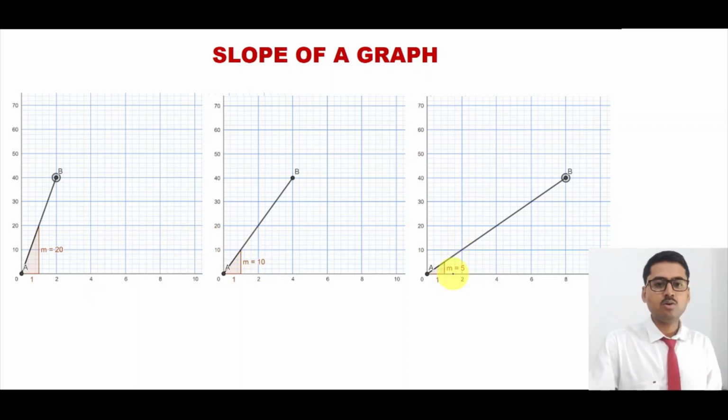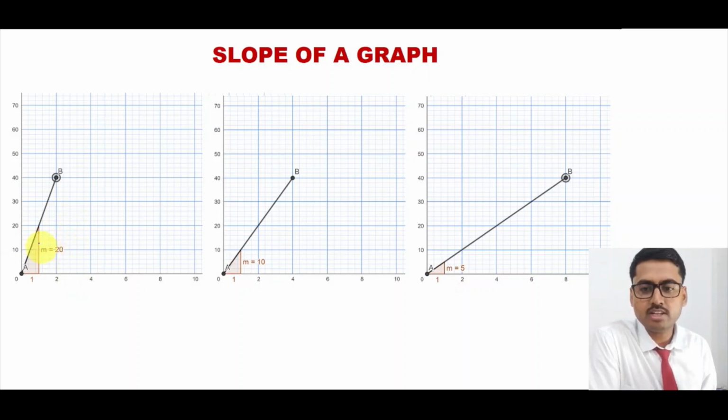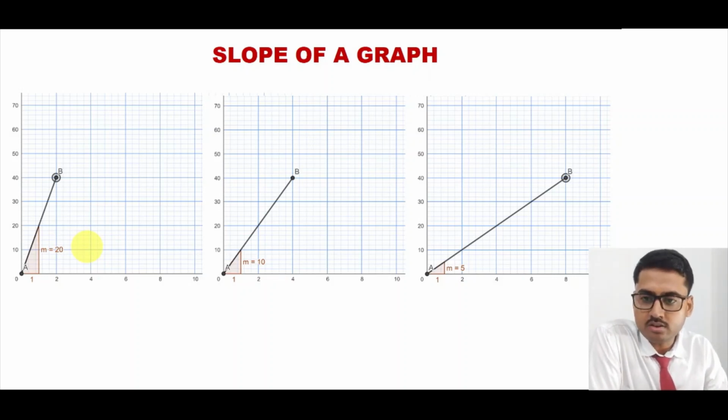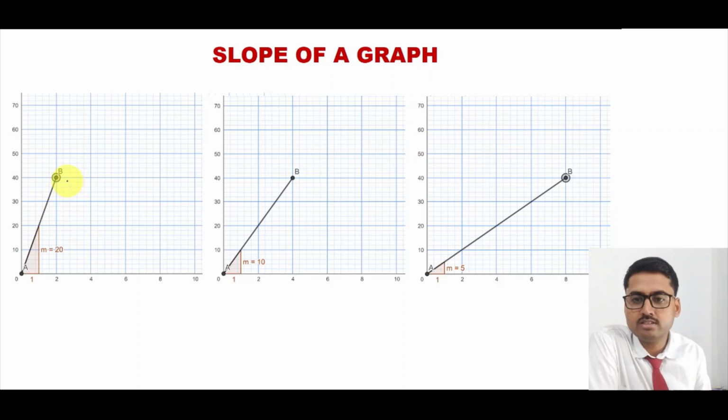Okay. Now the question comes, how can we calculate these numbers? How can we calculate this slope as 20, 10 and 5? So let us take the first graph. Let us take one point, let's say point B.